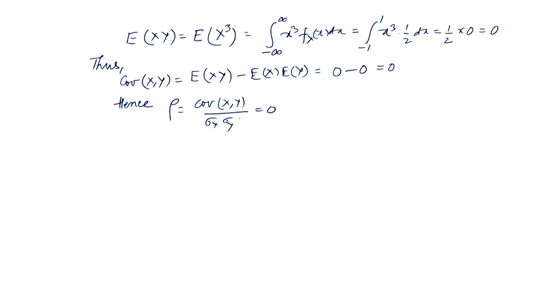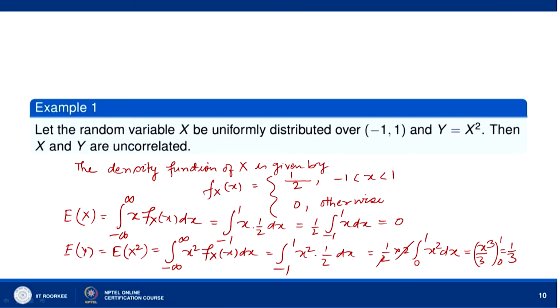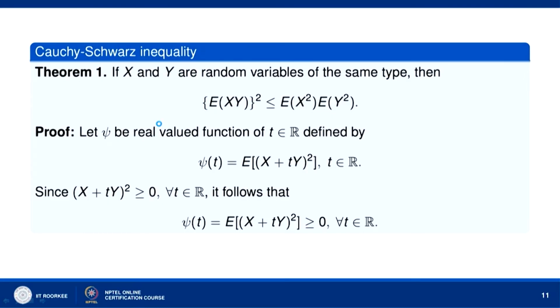So, the coefficient of correlation is equal to 0, but we are given that Y is equal to X squared. So, the coefficient of correlation is 0, but the random variables X and Y are dependent. So, this is a problem which shows that the converse is not true. Now, let us prove the Cauchy-Schwarz inequality. We shall need this Cauchy-Schwarz inequality to show that the value of the coefficient of correlation, that is rho, lies between minus 1 and plus 1.